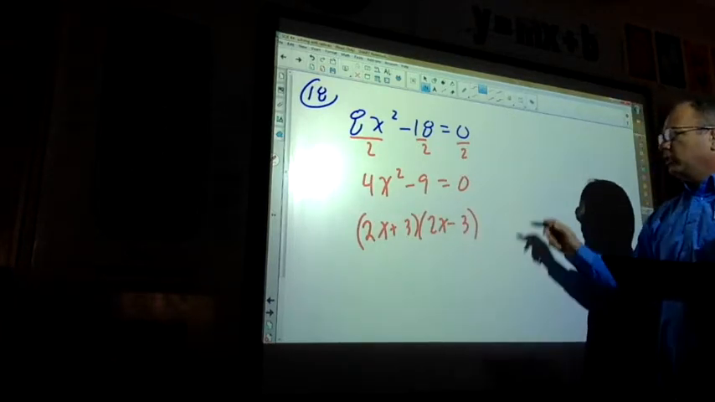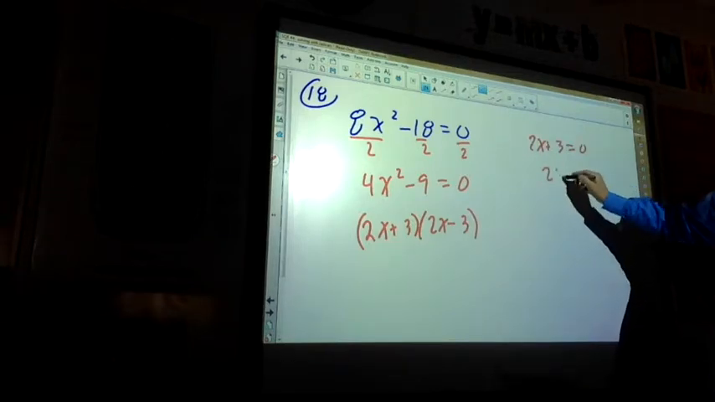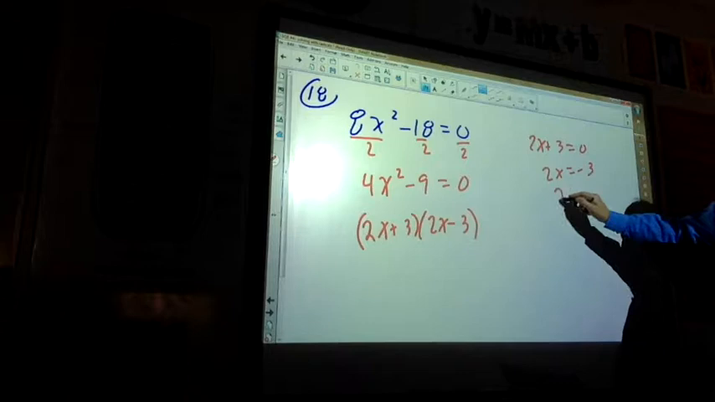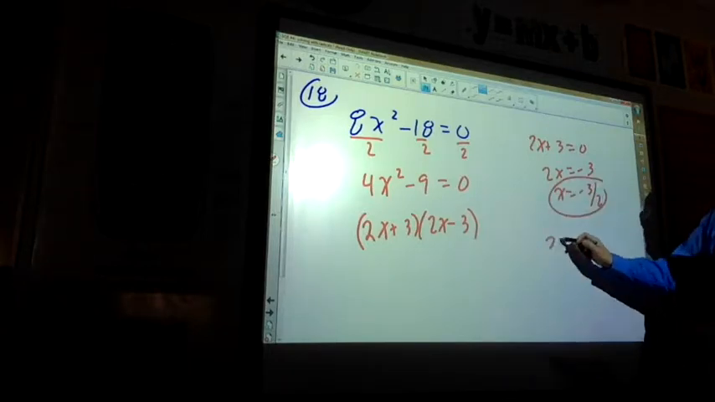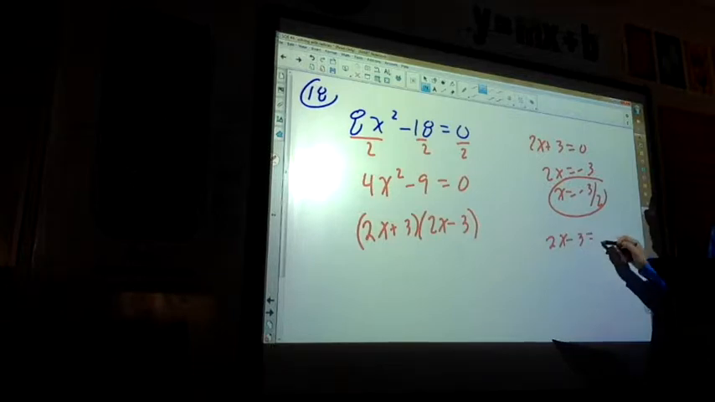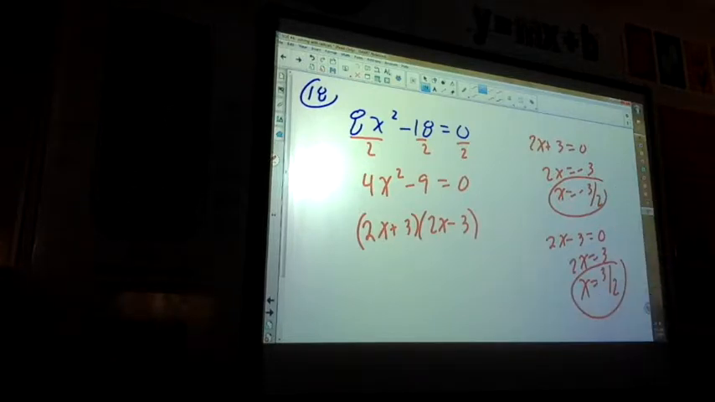And then you'd set each of those equal to 0. So 2x plus 3 equals 0. Subtract 3. Divide by 2. And then 2x minus 3 is equal to 0. So I get this. It's positive 3 divided by 2. So there's my two answers. So negative 3 halves and positive 3 halves. What else would you like to see?